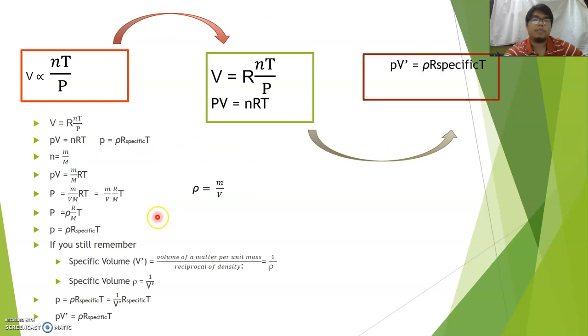For the next part, we will discuss how to derive the ideal gas law from this equation to this equation. We will discuss it in our tutorial class, so I hope you don't miss it.